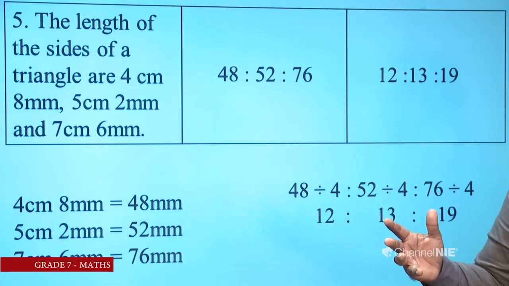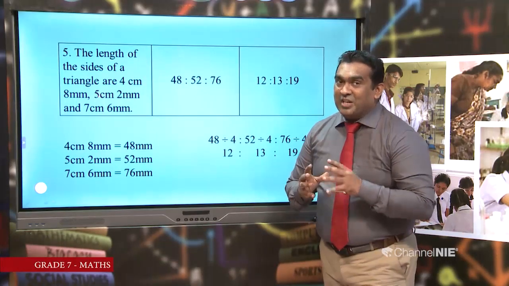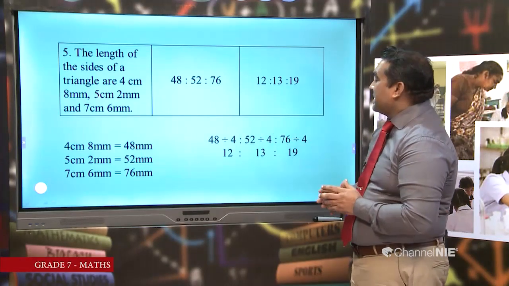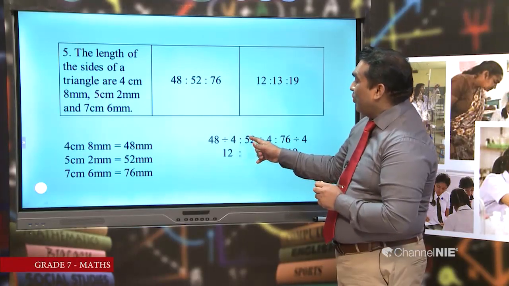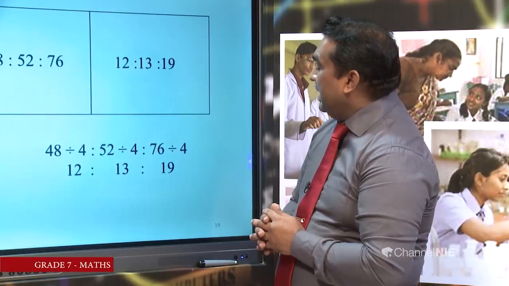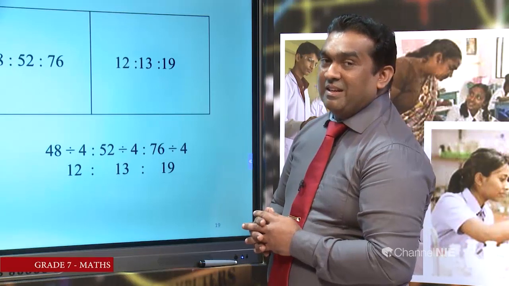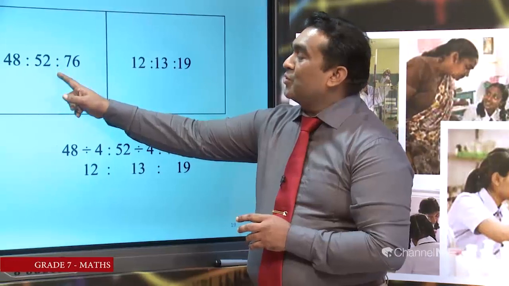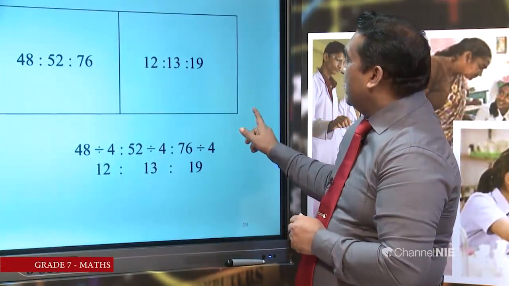Now, you can express these numbers in a ratio. 48 to 52 to 76, but you can divide or simplify. Dividing by 4, 12 you have, 52 divided by 4 is 13, 76 divided by 4 is 19. Right? We converted 48 to 52 to 76 into 12 to 13 to 19.